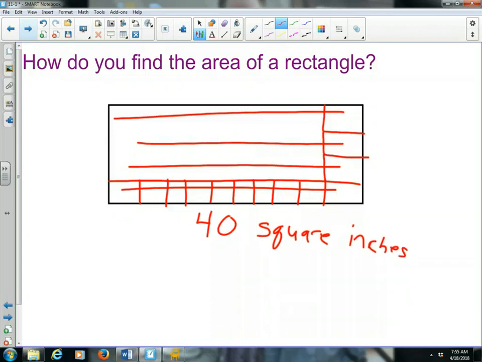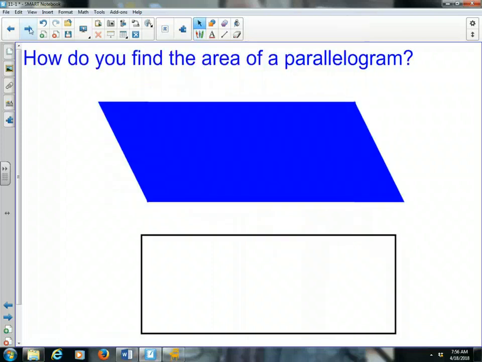So the way that we get that, you've probably learned this at a very young age, you take the base, which is 10, times the height, which is 4. So how do you find the area of a rectangle? The area equals base times height. Some people say it's length times width, which is just fine as well. In my class, we more often use the terminology base times height. So if that's the area of a rectangle, how about any parallelogram, such as this one?